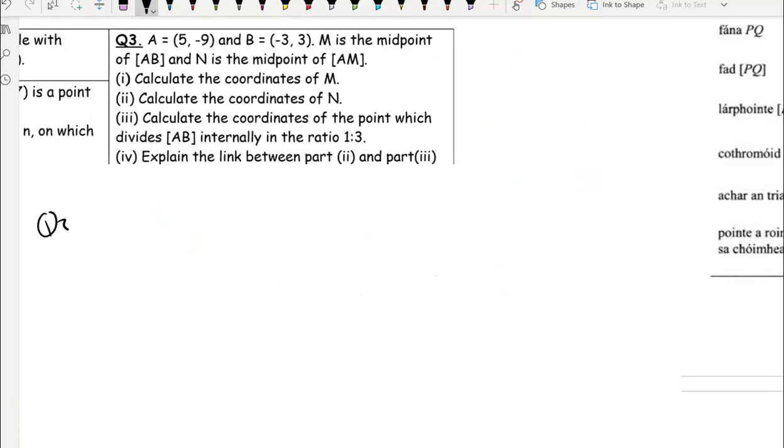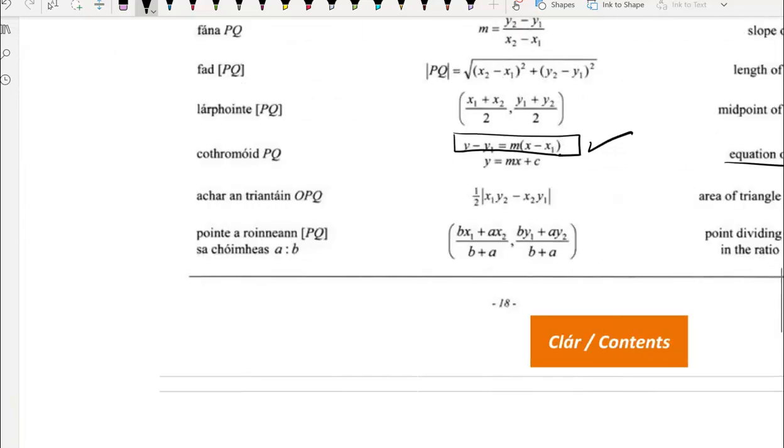Question 3. A (5, -9), B (-3, 3). M is the midpoint of AB, and N is the midpoint of AM. Calculate the coordinates of M. Capital M stands for midpoint.